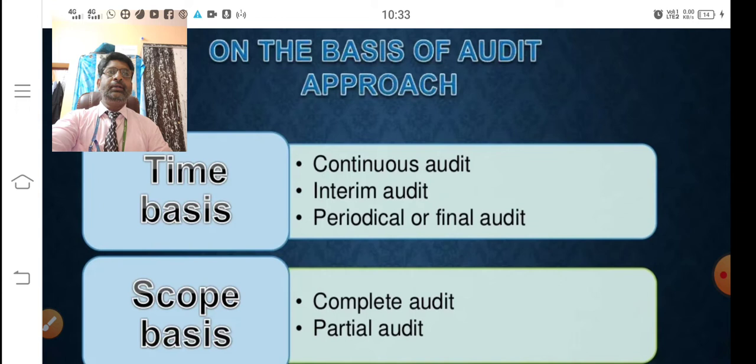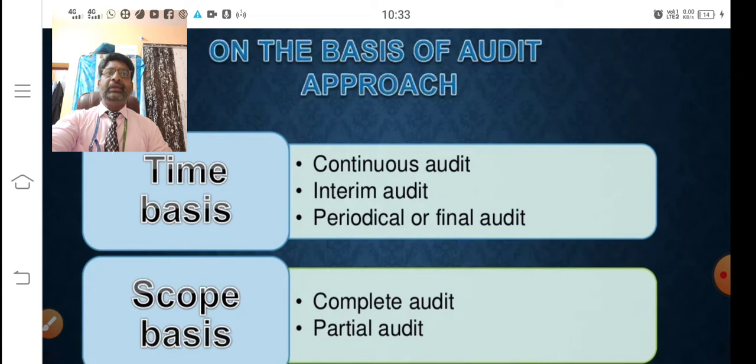It is an audit under which detailed examination of books of accounts is conducted continuously throughout the year. It is a continuous review of accounts of the organization. It is generally applicable to banking companies and insurance companies. And what are the advantages of this continuous audit?